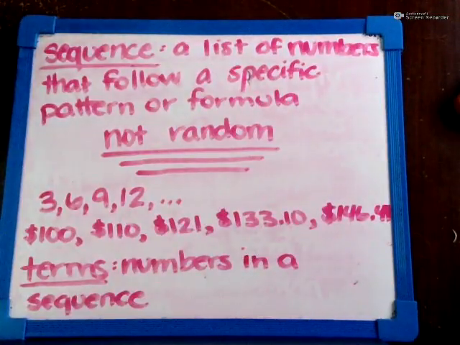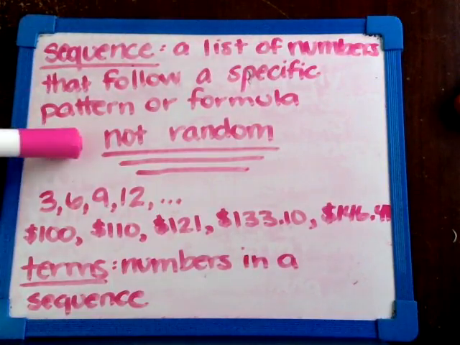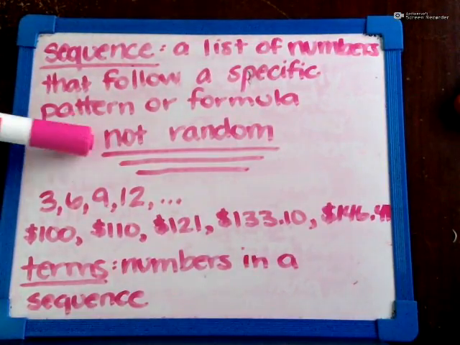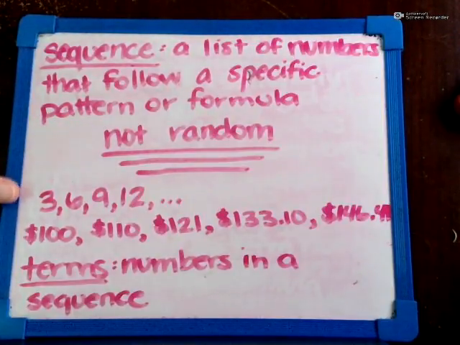A sequence is a list of numbers that follow a specific pattern or formula. They are not random, even though sometimes they may look like they are. There is a pattern. For example, if you're planting a garden and you're planting the plants 3 inches away from each other, then the first plant is going to be 3 inches from the edge of the garden, then 6 inches, then 9 inches, then 12 inches.